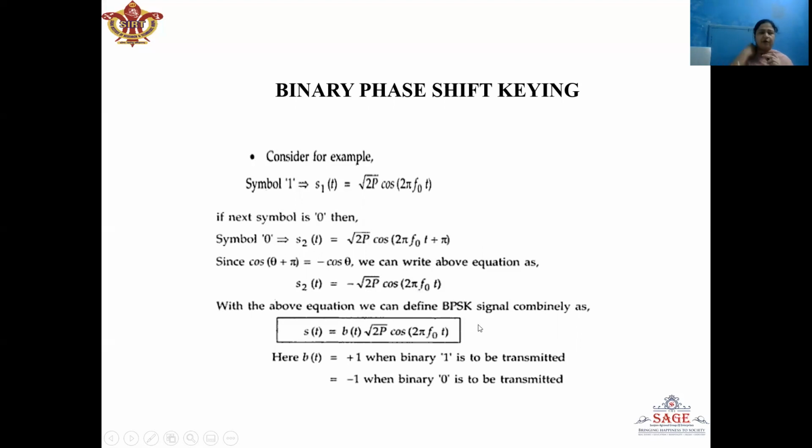Now, in general form, the BPSK signal can be represented by s(t) equal to b(t) √(2P) cos 2πf₀t. So, when b(t) is +1, s(t) is represented by √(2P) cos 2πf₀t. Whereas when b(t) is −1, then s(t) is given by −√(2P) cos 2πf₀t, which reflects the phase change of 180 degrees in the carrier signal.